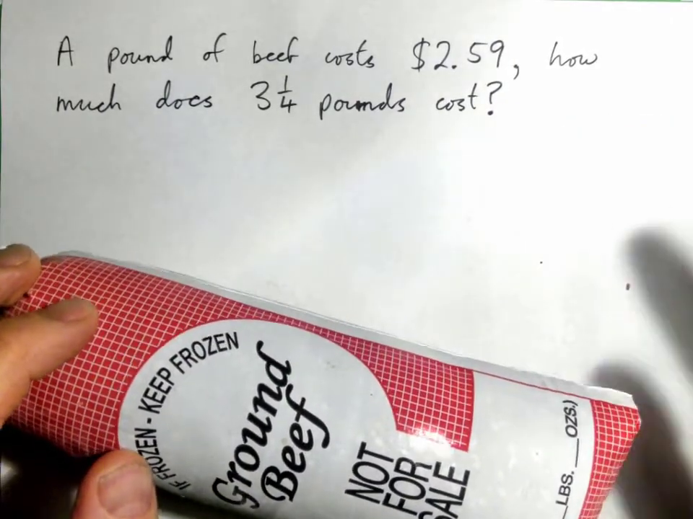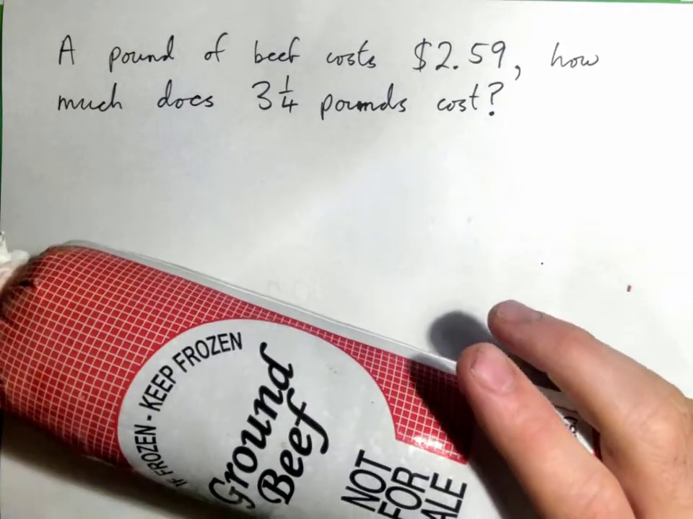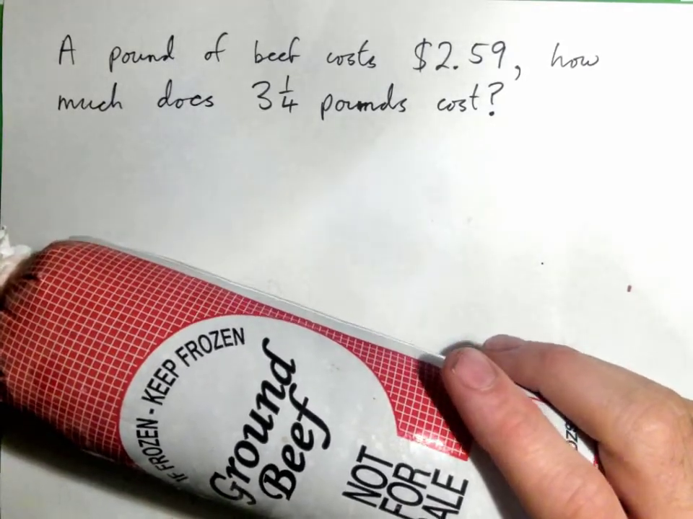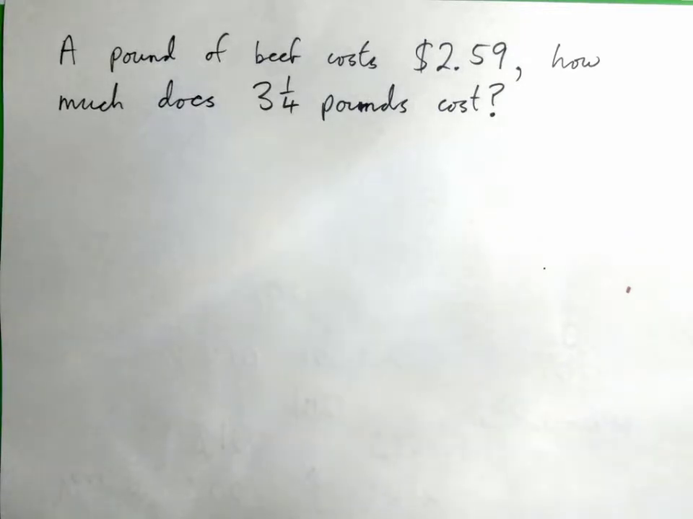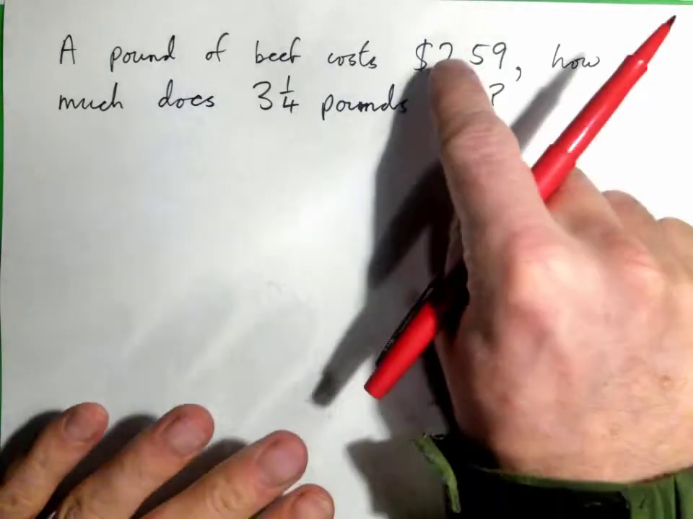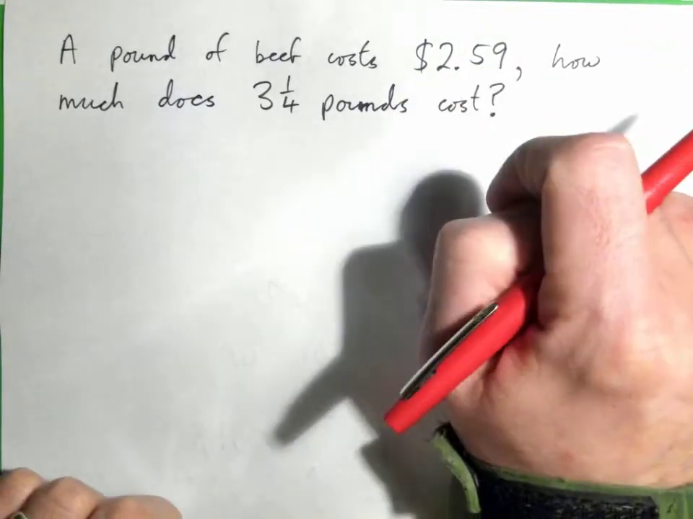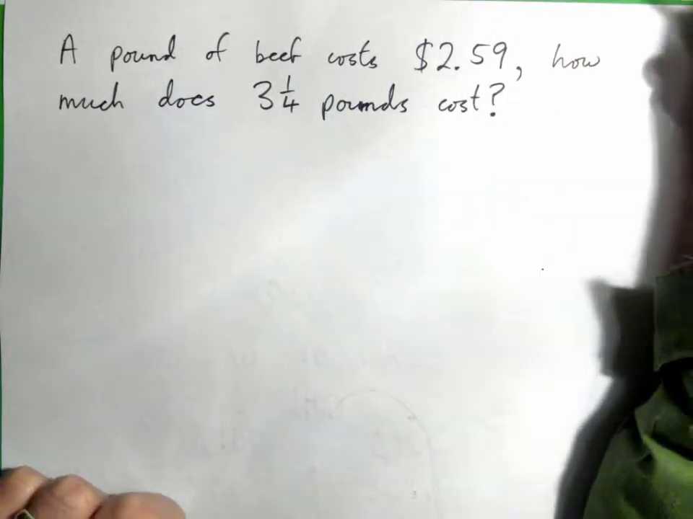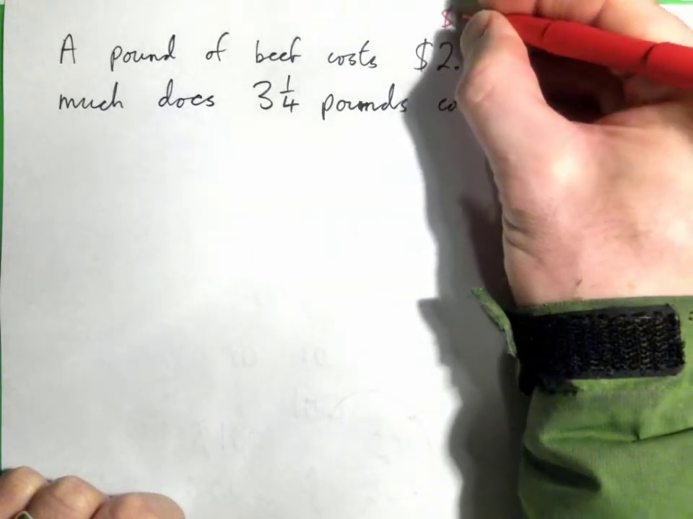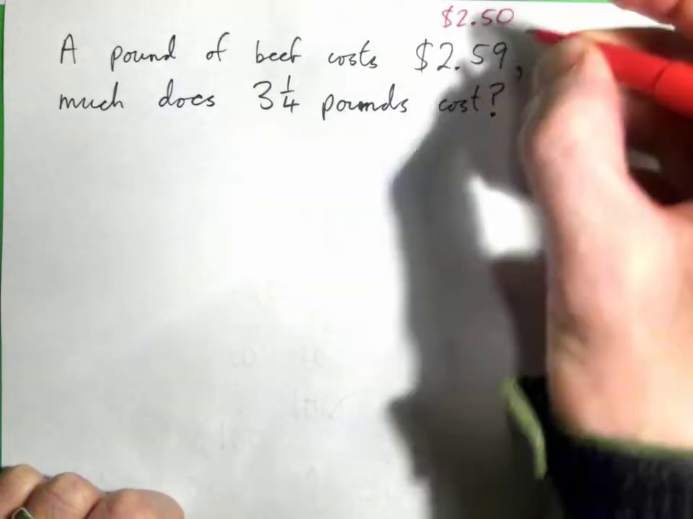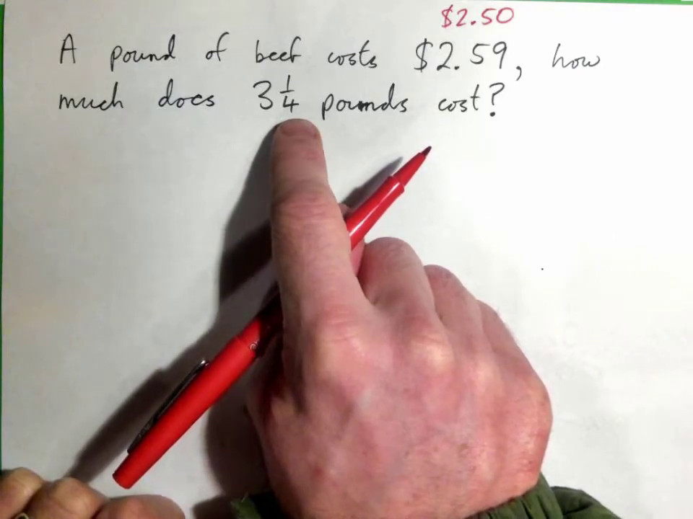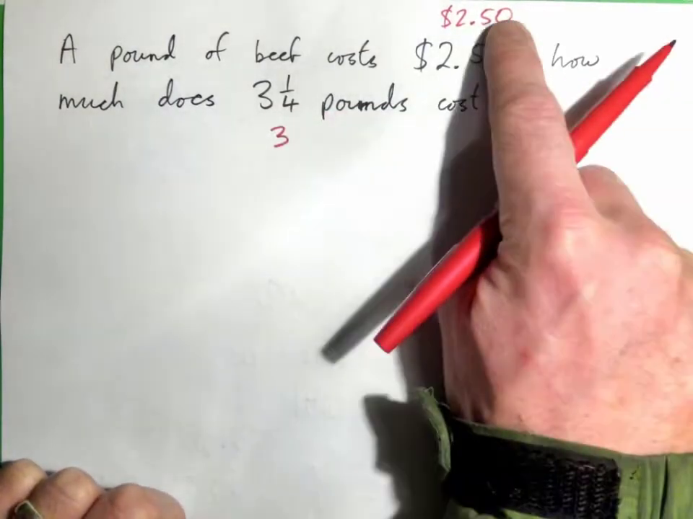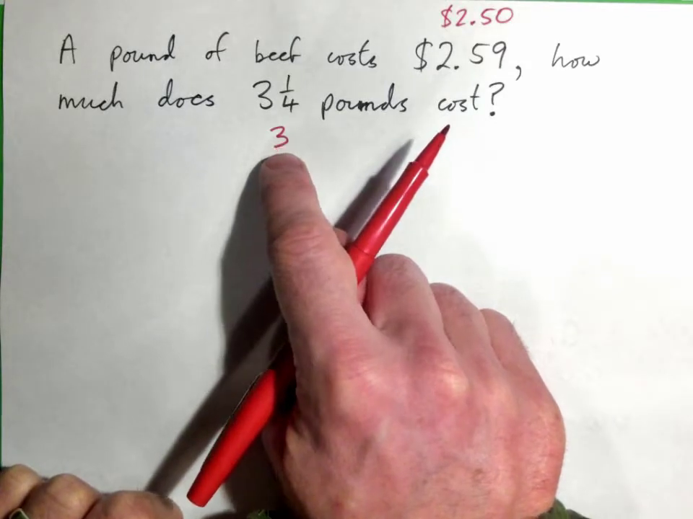The first thing I want everyone to do, just for fun, just in case you're confused about what we need to do, what I always like to encourage you all to do is come up with easier numbers. So give me a number that's easier than $2.59. Okay, well, 250, fine. And give me a number that's easier than 3¼ pounds. 3, good. So if it was 250 and it was 3 pounds, what would the answer be?